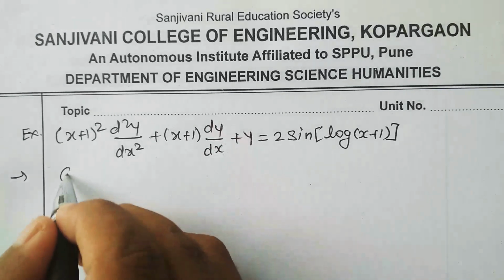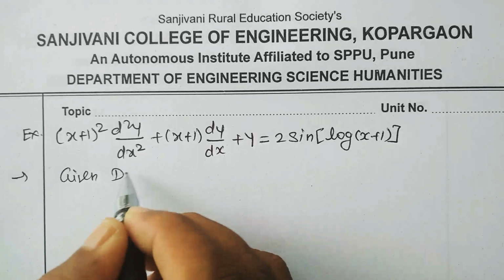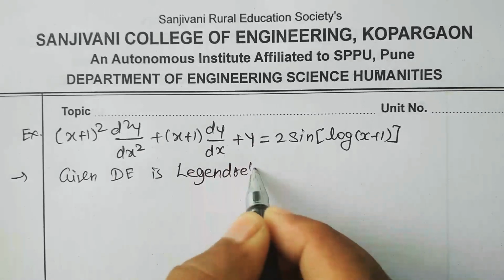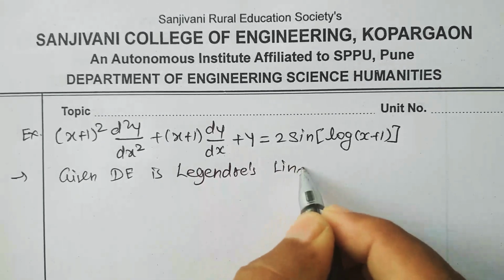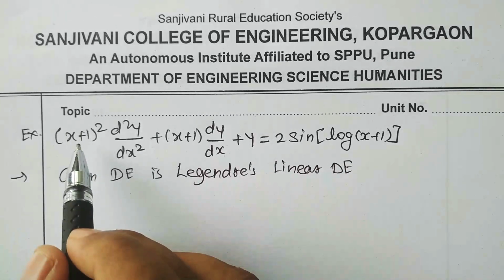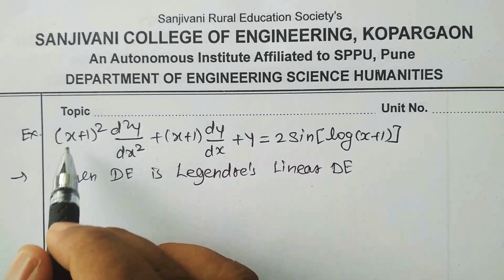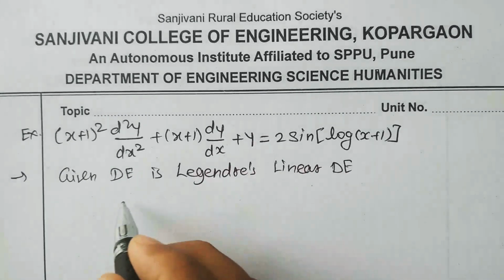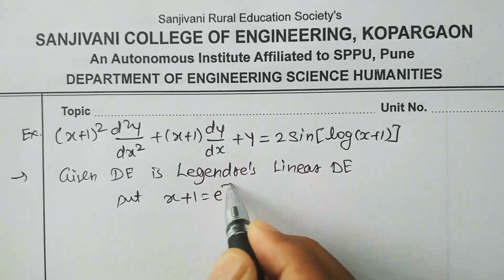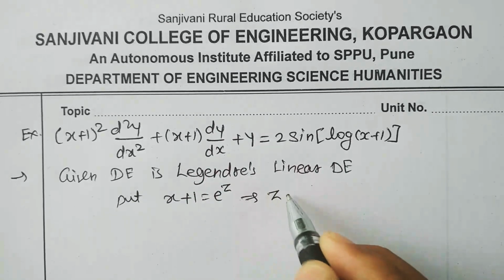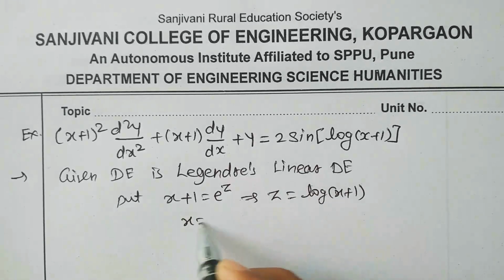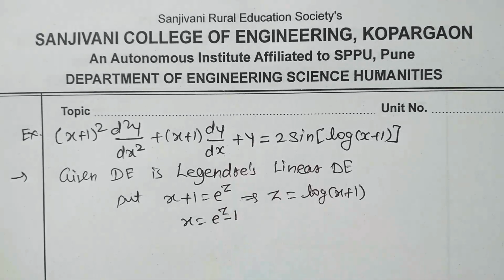So that means the given differential equation is Legendre's linear differential equation, because the coefficients are not powers of x, they are powers of ax+b. So here the substitution is to put ax+b, that means x+1 = e^z. This implies z = log(x+1), and this also gives the value of x as e^z - 1.